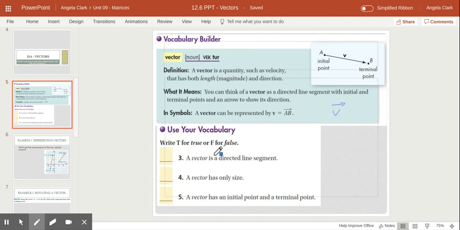Okay. So let's look at these true or false statements. A vector is a directed line segment. That's true. That's one way of thinking of a vector. A vector has only size. That's not true. Remember that vectors specifically have a size and a direction. So saying that it has only size is not true. It also has that direction. A vector has an initial point and terminal point. Well, clearly that is true. So there we go. All right, let's move on.